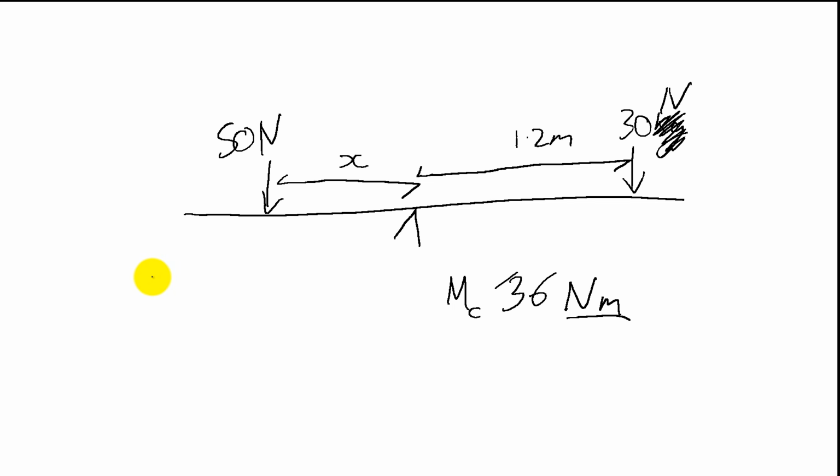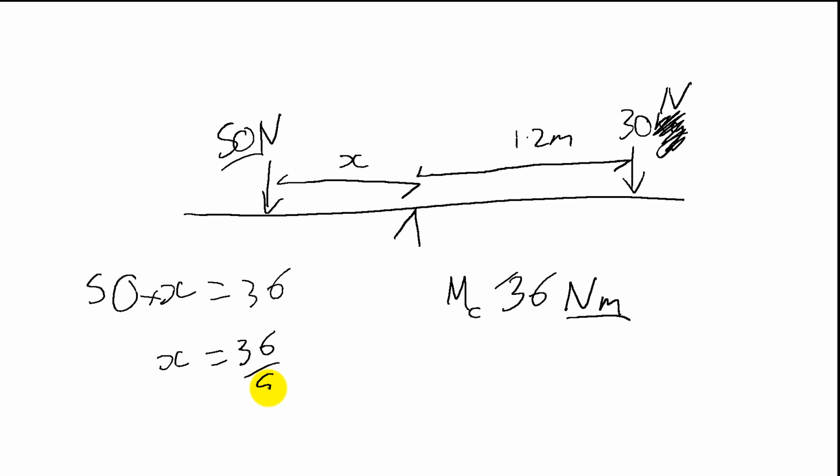So we want the anti-clockwise moments to be equal to the clockwise moments. So the moment of this 50 Newton force is going to be the 50 times by the x. We want that to be equal to the 36, and so we can see our x is going to be 36 over 50. And that gives us a distance from the pivot of 0.72 meters, or 72 centimeters. So if we position this 72 centimeters or 0.72 meters away from this pivot, then the moments acting on this seesaw will be balanced.